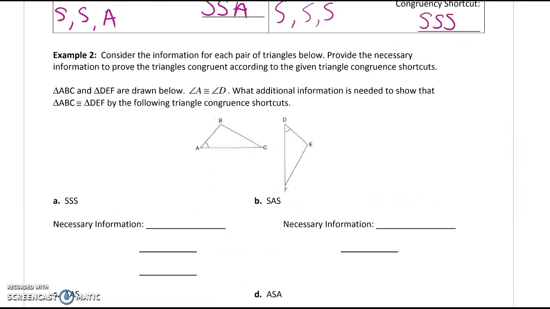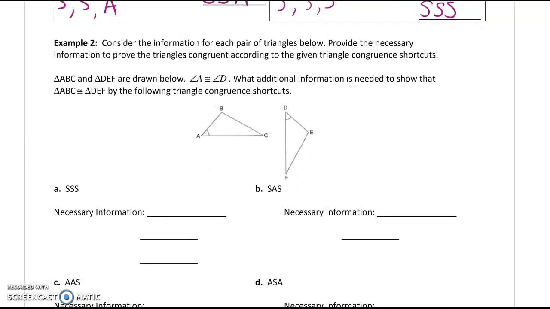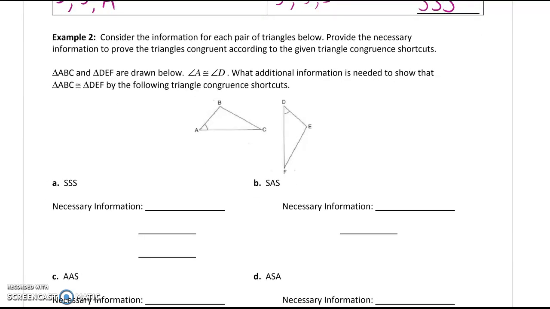All right, let's take a look. Example 2. Consider the information for each pair of triangles below. Provide the necessary information to prove the triangle is congruent according to the given triangle congruence shortcuts. Okay, triangle ABC and triangle DEF are drawn below. Angle A is congruent to angle D, as you guys can see in the diagram. What additional information is needed to show that triangle ABC is congruent to DEF by the following triangle congruency shortcuts? So let's take a look.